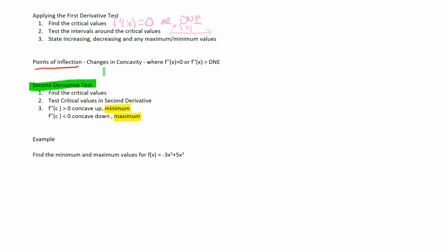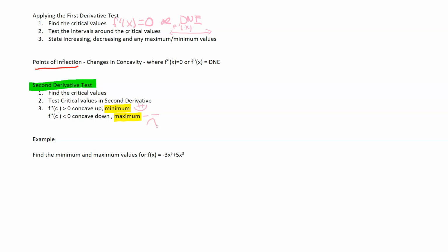And so I wanted to show you this second derivative test. And so how do you do that? You find your critical values, test your critical values in your second derivative, and based on if it is positive, you're going to have a minimum, and that'll go back to our smiley faces. Or if it's negative, you're going to have a maximum. And so I'm going to do an example of that second derivative test. Find the minimum and maximum values for this.